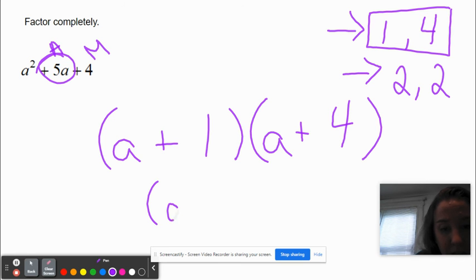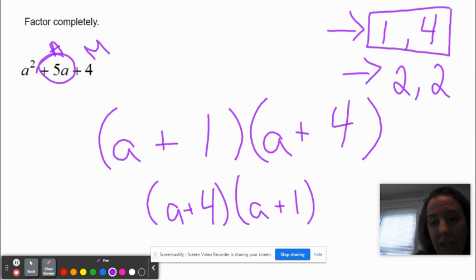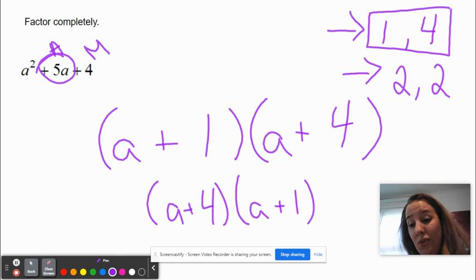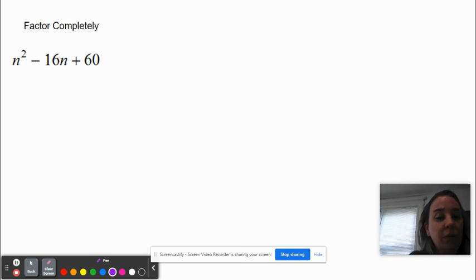And just to be clear, if you had put it like this, that's perfectly okay too. So this is when I say factor the trinomial or use backwards FOIL. This is what I'm getting at.